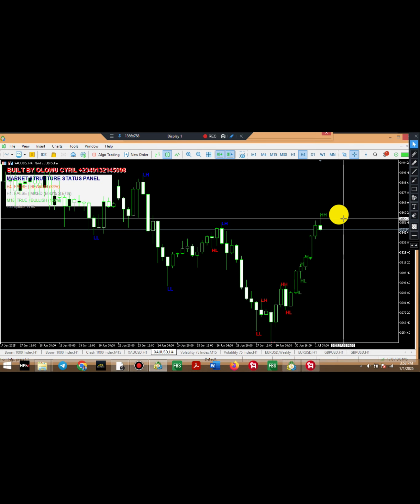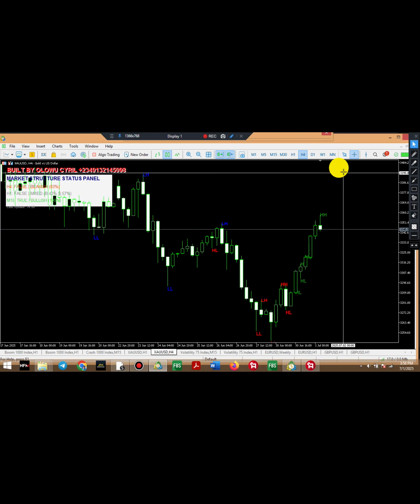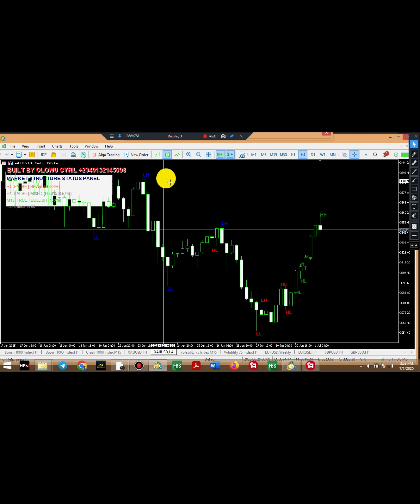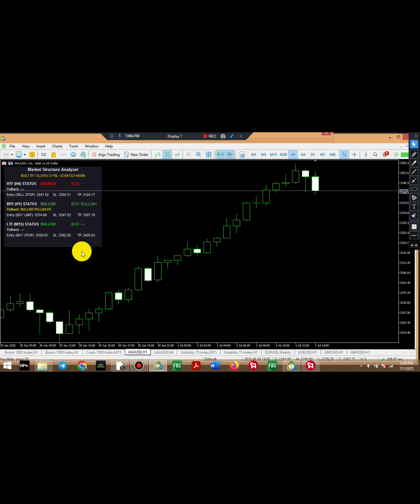So let's look for where 3425 is. In fact, it went above this point because I told you it's using a ratio of 1 to 2 as TP, right? It's using a ratio of 1 to 2 as the risk to reward point. So you can see, and the reason why it's above there is it's targeting the liquidity resting on that high.